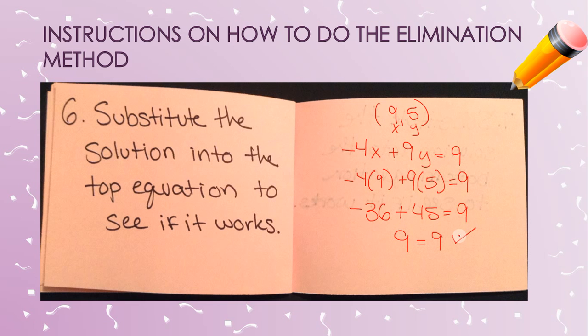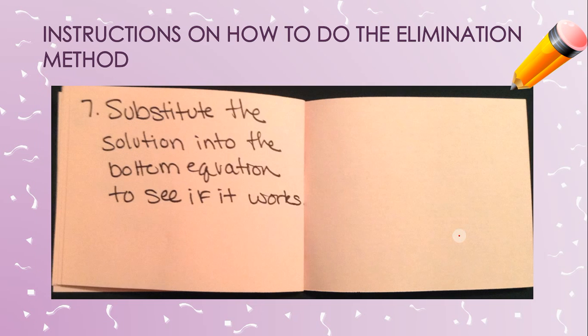So the top equation works. Now let's see if the bottom equation works with our solution. So remember, our solution was 9, 5. So I have x minus 3y equals negative 6. That's the bottom equation, the second equation that we were given. So my x is 9, my y is 5.